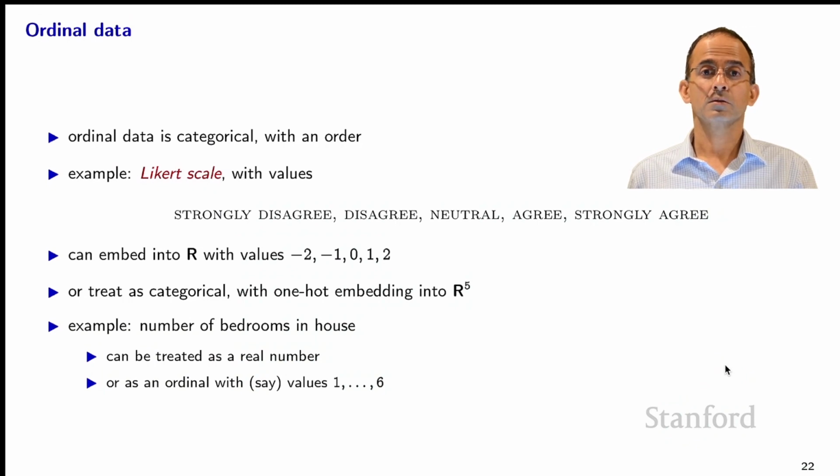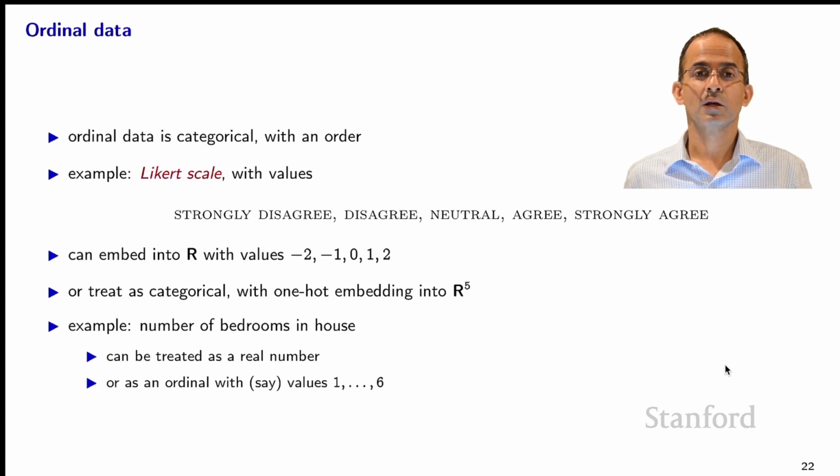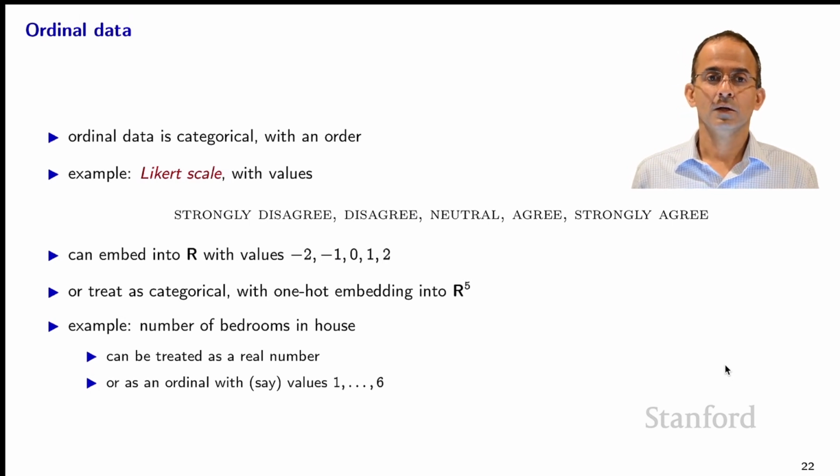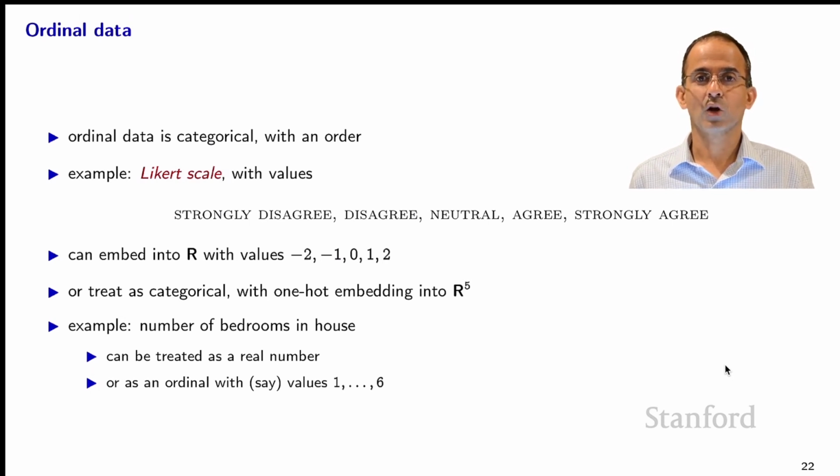The Likert scale can be embedded into the real numbers with values -2, -1, 0, 1, or 2. And it's a faithful embedding in the sense that it preserves the ordering of the different categories. It's also quite reasonable to treat the Likert scale as a categorical with one hot embedding into R5. That way is perhaps a little less faithful, but both ways are very common.